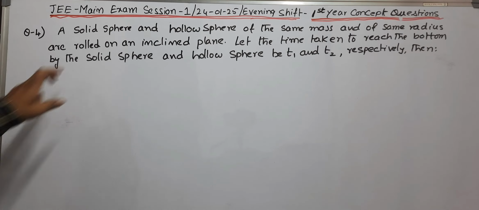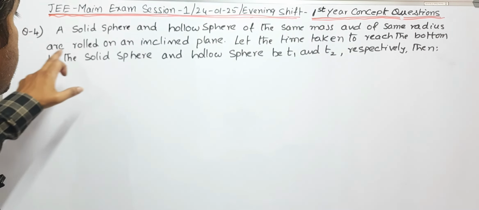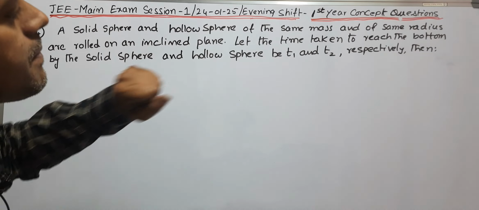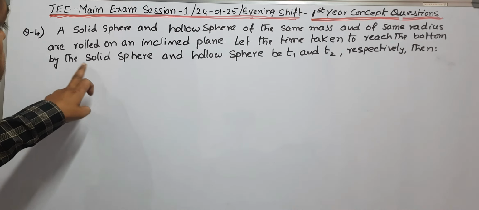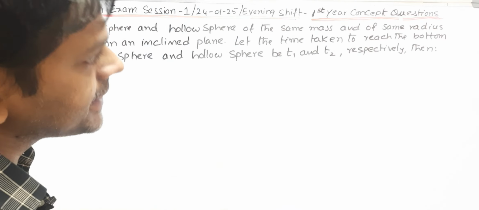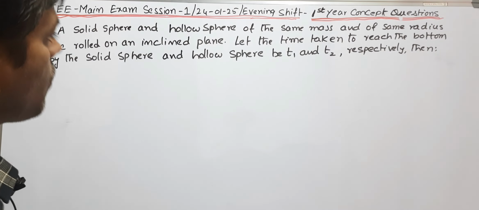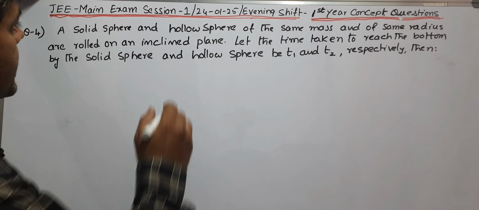Okay, the fourth question. A solid sphere and a hollow sphere of same mass and same radius are rolled on an inclined plane. Let the time taken to reach the bottom by the solid sphere and hollow sphere be T1 and T2 respectively. Then, what is the relation between T1 and T2?